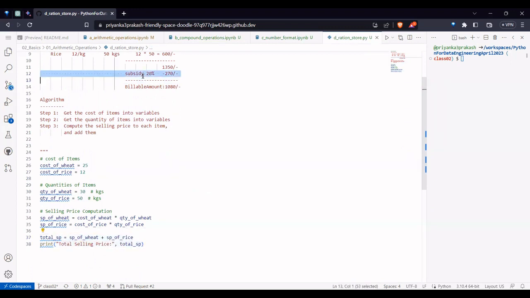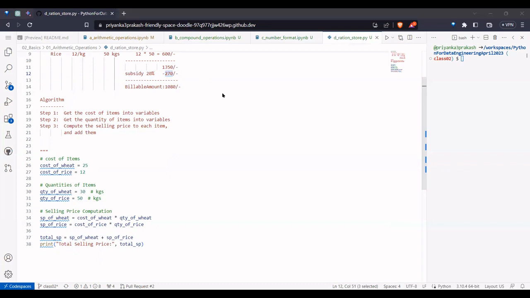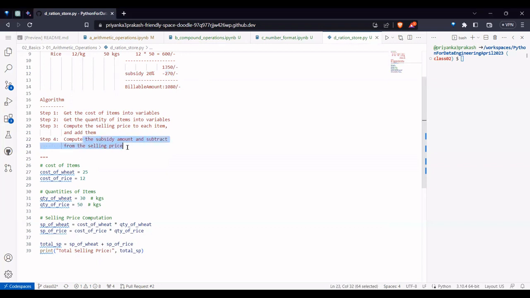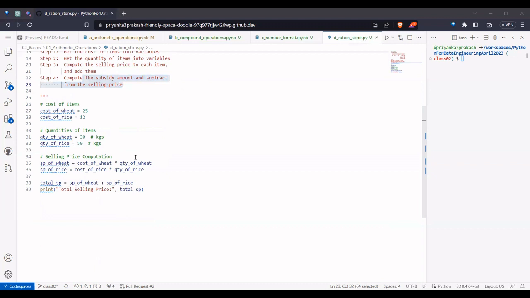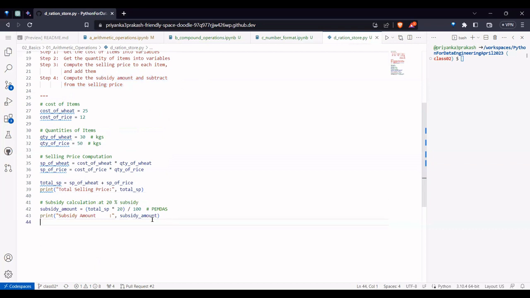After that, I need to compute the subsidy, 20%. So 20% of this number is like 270. I need to do the same thing. How do I compute the subsidy and deduct it? For that, I need to write a step to compute the subsidy and deduct it. So for that, I can go and get the subsidy. The formula for computing the subsidy or percentage is like this. For any value, if you want to do the percentage calculation, this is a formula. I am telling a concept called PEMDAS. I will tell you what that is shortly. But like this, we have done it.